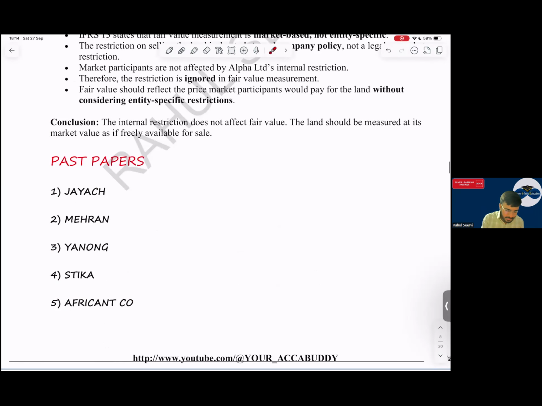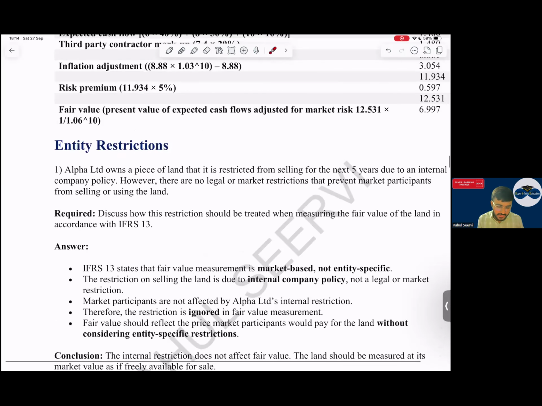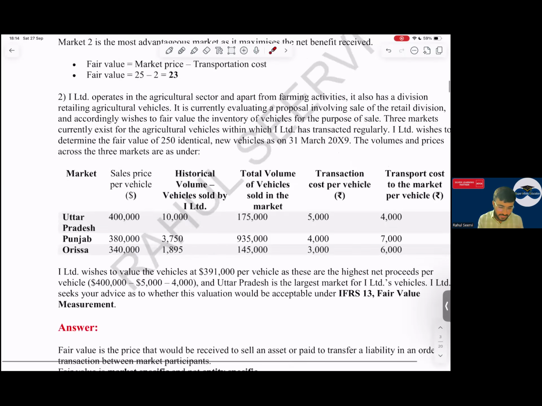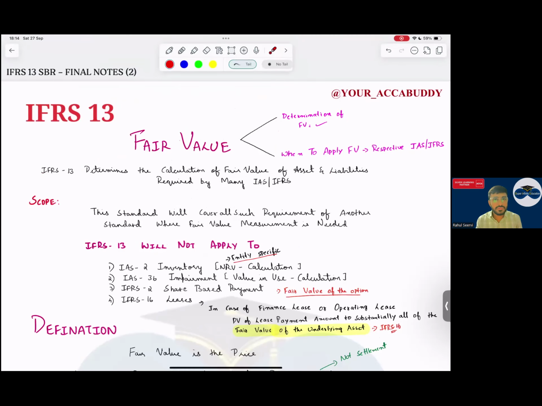These are the past papers which you should solve so that your IFRS 13 is good and it will be easy for you to tackle in the exam also. So JH, Merhan, Yanom, Sitka and African company, please do these 5 questions so that your base regarding IFRS 13 will be good. I hope with this the revision session was good regarding IFRS 13. We have done basic questions also, and I mentioned what are the questions which are frequently repeated in your SBR exam.